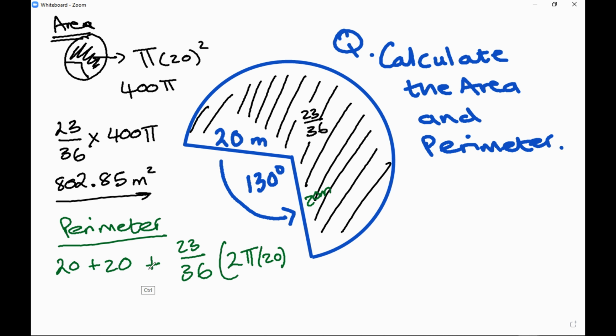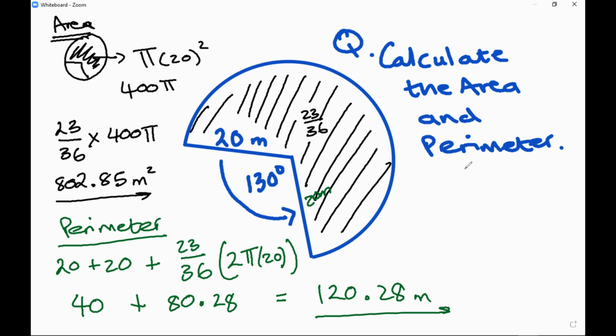So let's add it up now. 20 plus 20 is 40. 40 plus this. Let's put this on a calculator. Fraction button, 23 over 36 multiplied by 2 pi times 20. And that'll come to 80.28. Which will be 120.28 meters, and that's your perimeter.